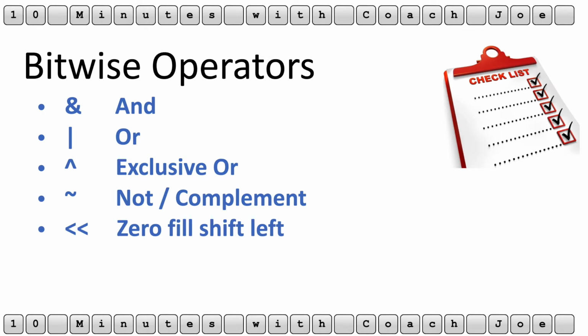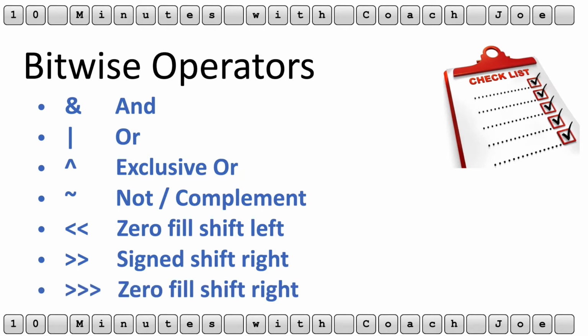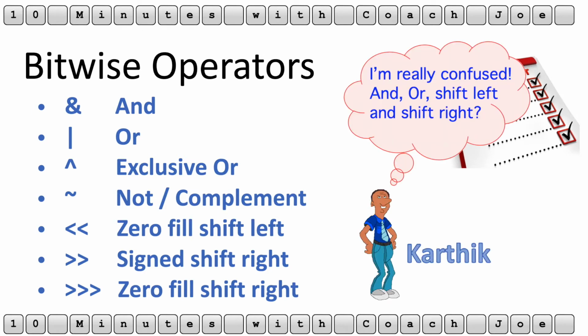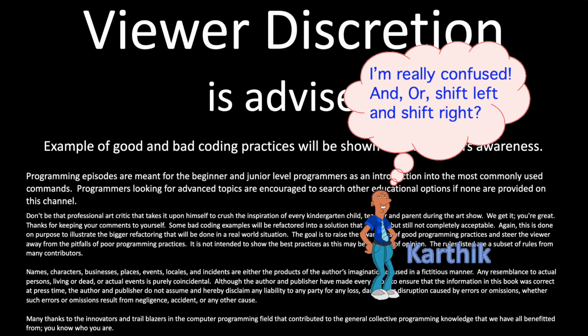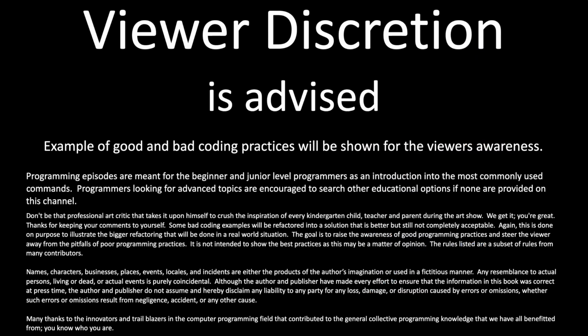2 less than symbols are used to represent a zero fill left shift. 2 greater than symbols are used to represent a signed right shift. And 3 greater than symbols are used to represent a zero fill right shift. Bitwise operators are typically the least used operators but are important to understand.